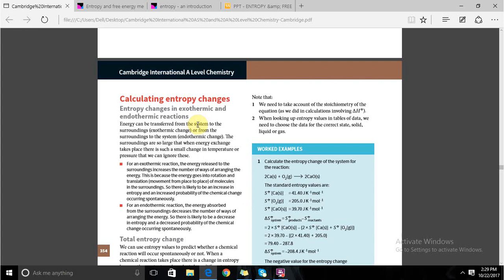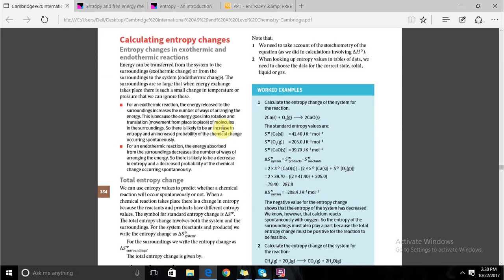It is possible that energy is transferred from system to surroundings, which is exothermic, or from surroundings to system, which is endothermic. However, because the surroundings are so large compared to the system, often there is just a minute change in temperature or pressure due to the energy exchange, and quite a lot of the time we can even ignore it, but not always. The exact wording is: the surroundings are so large that when energy exchange takes place, there is such a small change in temperature or pressure that we can ignore these.